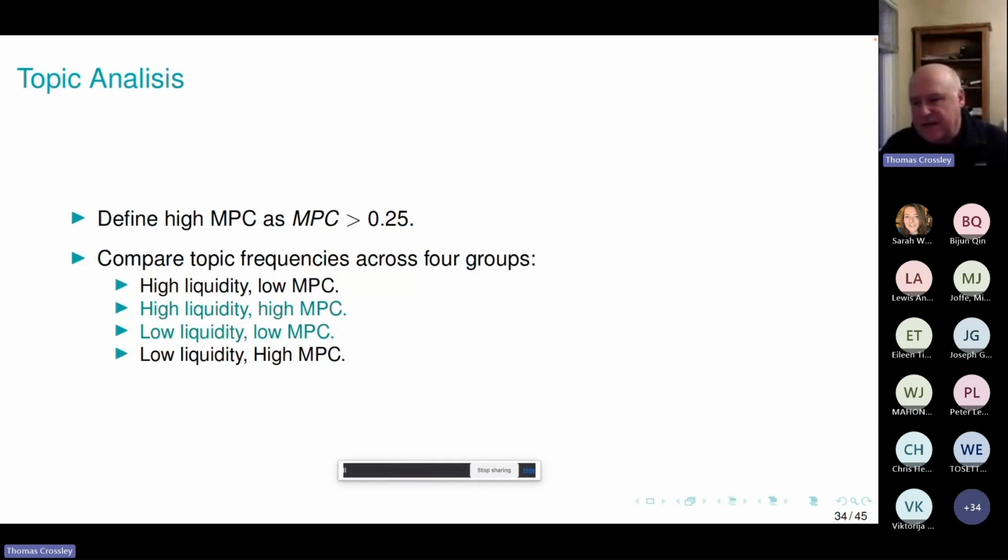To do the topic analysis, we defined high MPC as an MPC greater than 0.25. We're going to compare topic frequencies across the four groups defined by liquidity and MPC. So we're looking at what people are doing and why they're doing it in different groups, where we define the groups by high liquidity, low liquidity, high MPC, low MPC. The two groups in teal, the high liquidity individuals with high MPCs and the low liquidity consumers with low MPCs, are the ones that I've described as puzzling from the point of view of a standard consumer theory model.